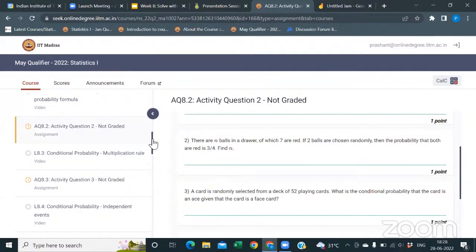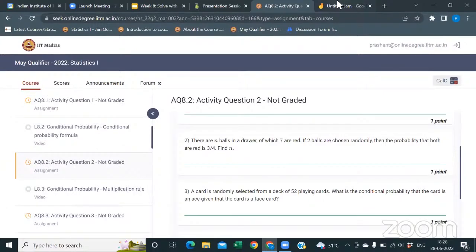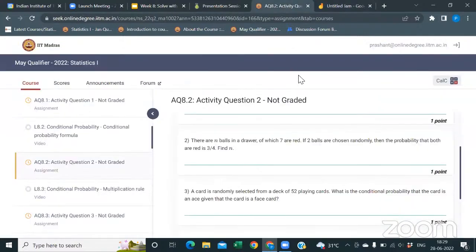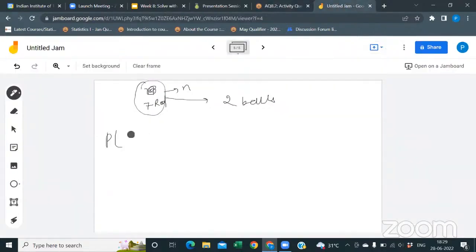What is the question? Balls in a drawer, 7 are red, and 2 balls are chosen randomly. What is the probability that both balls are red, right? Now, n balls in total, and 7 are red. From this, we are drawing 2 balls. What is the probability that both balls are red? The probability of both balls being red means the first ball is red and the second ball is also red. Yes, makes sense. I understand now.